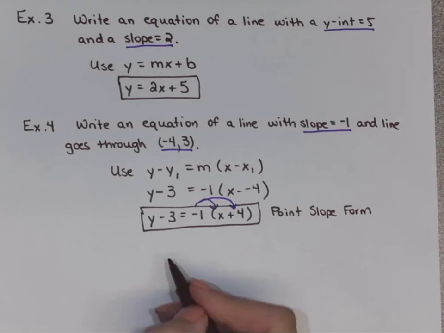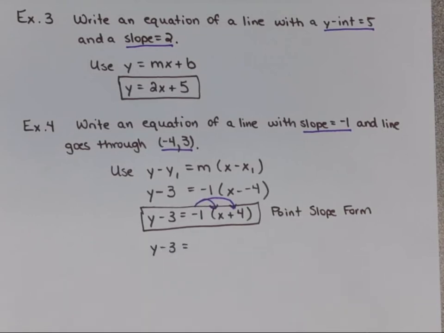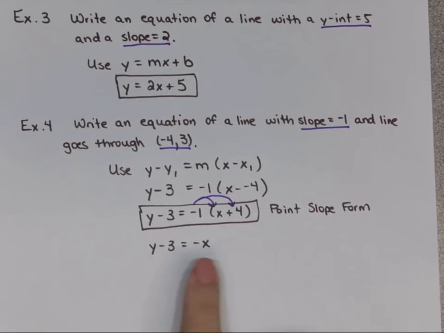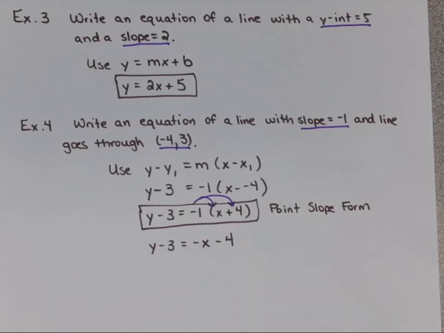So I need to distribute there, so that would give me y minus 3 on the left. What would it give me on the right then? What's -1 times x? Negative x, right? And then a -1 times a positive 4 would be a what? -4, okay? And then I'm almost there, right? I almost have it in slope intercept form. So what's the last thing I need to do to make it look like y equals mx plus b if I want that? I need to add 3 to both sides.